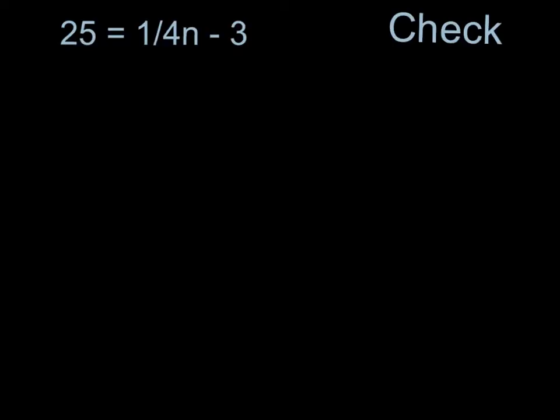Okay, the second equation here. Oftentimes it's hard to see an equation when the answer is on the left-hand side of the equal sign. We can always flip that around. So I'm going to flip this equation around to say 1/4 n minus 3 equals 25. That's perfectly fine. We haven't changed the order of anything. We've just flipped from one side of the equal sign to the other.